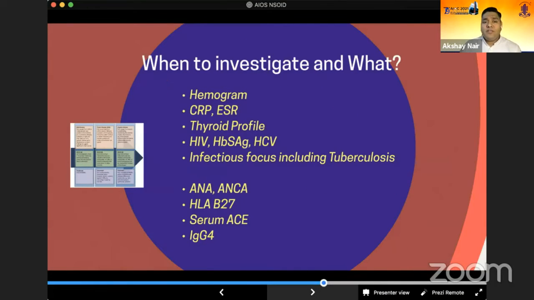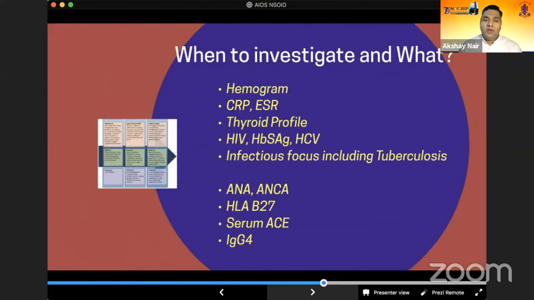So how do you investigate, and when to investigate, and what do you do? Your classic investigations would be hemogram, CRP, your thyroid profile, and you need to make sure triple H is done to make sure that the patient is not immunocompromised, and infectious focus, including tuberculosis, is ruled out before you can start treating them with immunosuppressants. Your basic panel of serology is ANA, ANCA, HLA-B27, serum angiotensin converting enzyme to rule out sarcoidosis, and serum IgG4 levels. This is the laundry list of tests that usually are done.